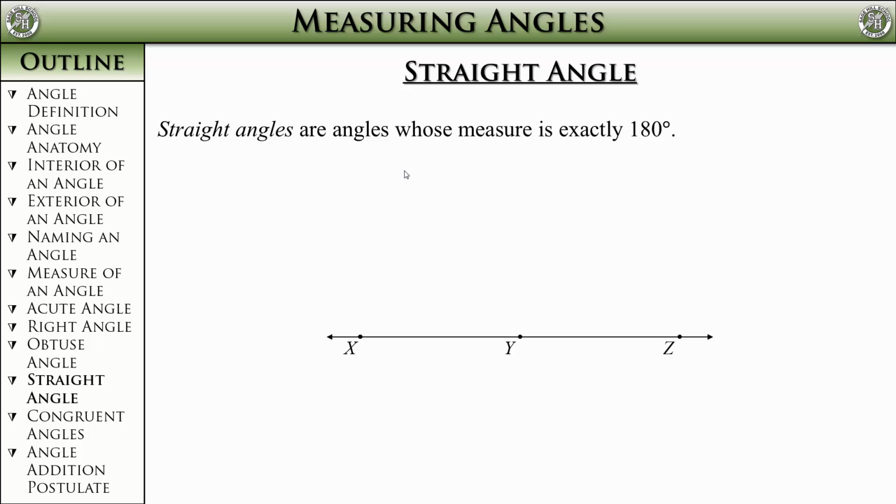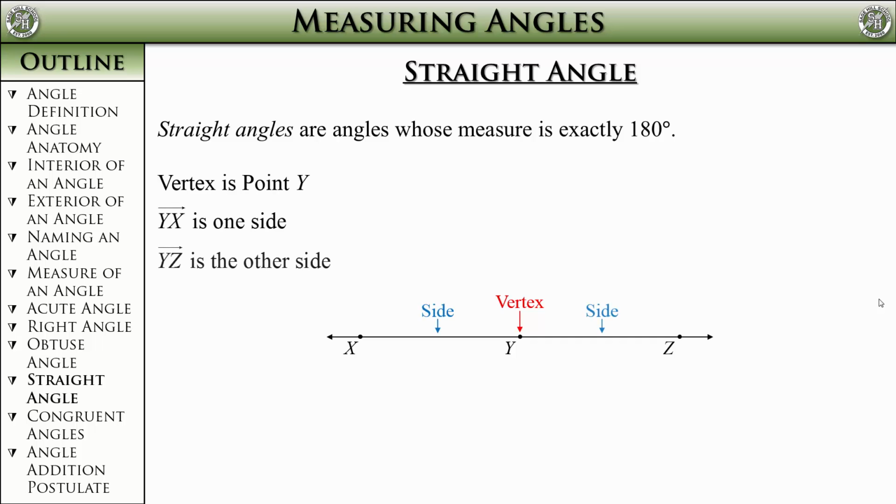They end up looking like a line. However, all the pieces for an angle are there. The vertex is point Y. Ray YX is one side of the angle. Ray YZ is the other side of the angle. Together, they all form straight angle XYZ. It's a new angle type to get used to.